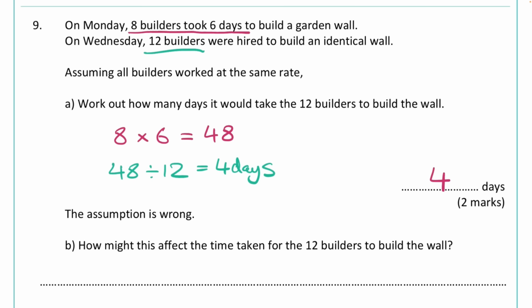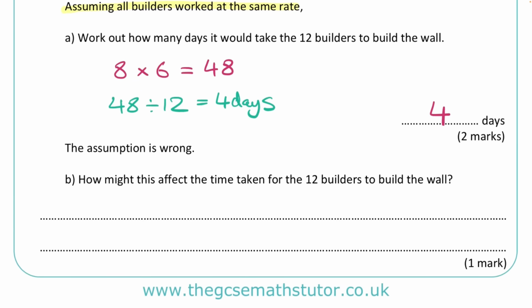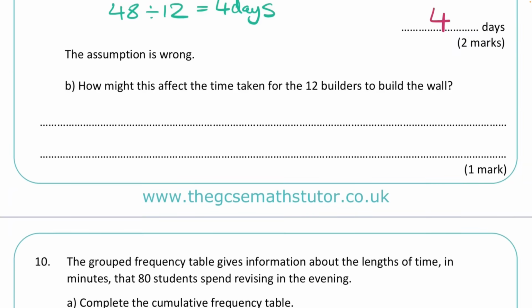Now it says here the assumption is wrong. How might this affect the time taken for the 12 builders to build the wall? Well, the assumption was just here, assuming that all builders worked at the same rate. Now, there could be two scenarios. The builders could work faster or they could work slower. So it might affect our answer in two different ways. So I would write something along the lines of, the time taken could be higher or lower. It could be either way. The builders could be fantastic, they could work faster, or the builders could not be so good and it would take longer. So an answer there that says the answer could be higher or lower.